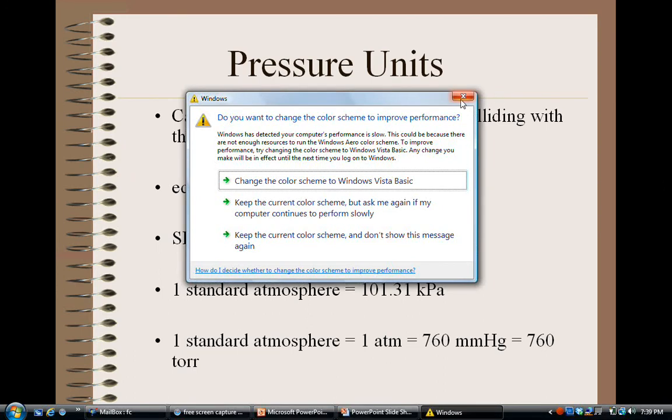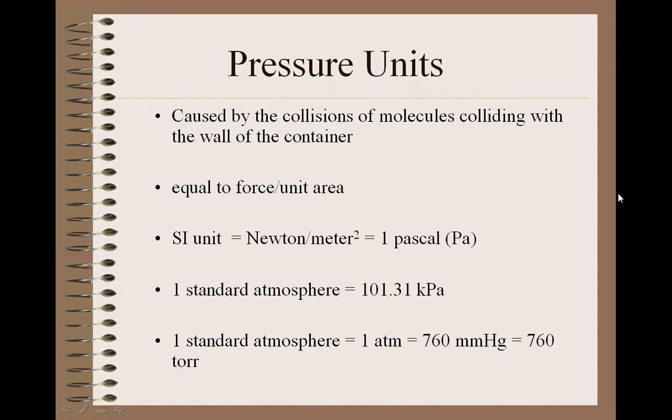So pressure units are something that we have to understand when we're talking about gas laws. Pressure, again, is caused by the molecules colliding with the wall of the container. It's equal to force over the unit area. The standard unit is the Newton per meter squared, which is 1 Pascal. One standard atmosphere is 101.31 kilopascals, and one standard atmosphere, which we say is ATM, is 760 millimeters of mercury, that's what Hg is, or also 760 torr.